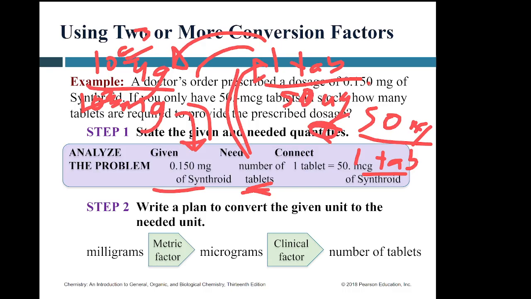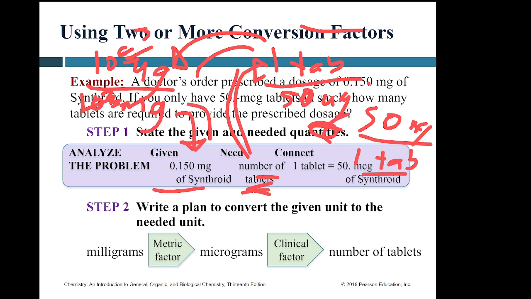Now, the nice thing about going from what you need to what you have, instead of from what you have to what you need, by working the problem backwards, is that I always have the correct unit on the top. I always end up in the correct unit. I don't have to go through and flip things because I messed up.